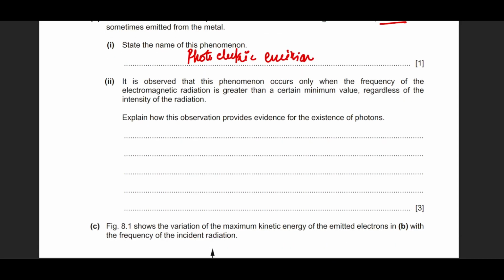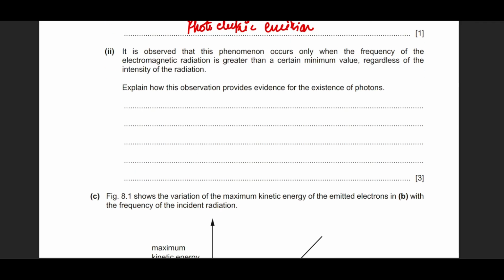It says it is observed that electrons are emitted only if the frequency of the electromagnetic radiation is greater than a certain value, regardless of the intensity. Explain how this observation provides evidence for the existence of photons. Again, this is a repeated question. Memorize the marking scheme answer. I understand that this is a very vague question. We already understand these things, but what are we supposed to write down? So in these questions, simply state the facts. Just write down the facts that you already know.